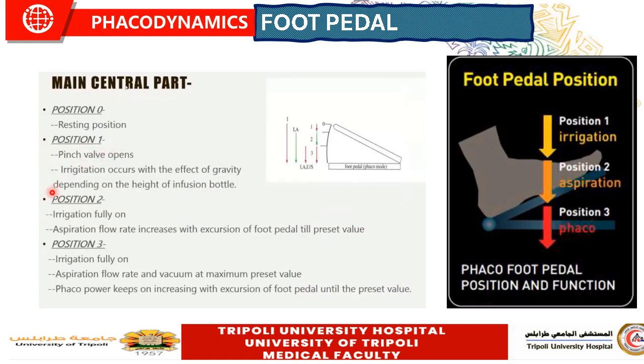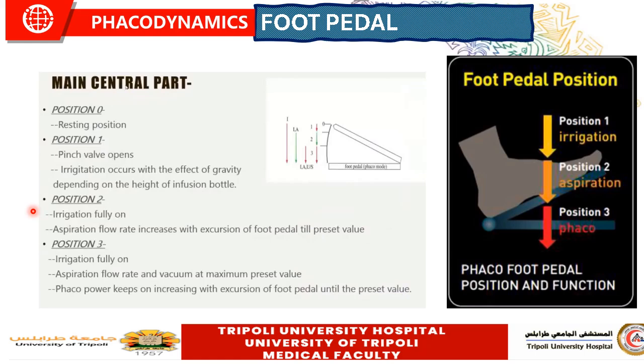In position 2, once you press the foot pedal further, the pump will start working, and at this time the aspiration will start. So at position 2, you will have irrigation and aspiration at a particular equilibrium to maintain a stable anterior chamber. Position 2 indicates the activation of the pump. In position 2 also, in flow-based pumps, there will be activation of the aspiration flow, which is linearly controlled by the foot pedal in position 2.